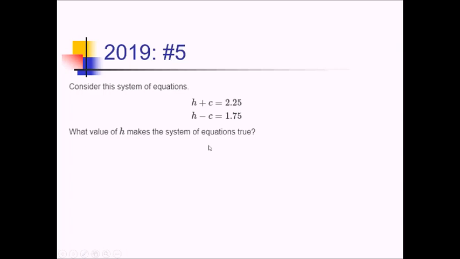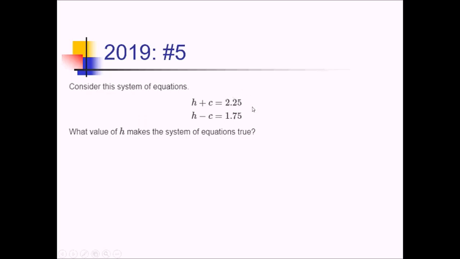On this problem, we're given a system of equations, and we want to solve for an h value that makes this thing true. Well, given that we've already got things nice and lined up, and I've got the h and the c on one side of each equation and the constant on the other side, I can actually just go ahead and add these two equations together. This is using our elimination method.